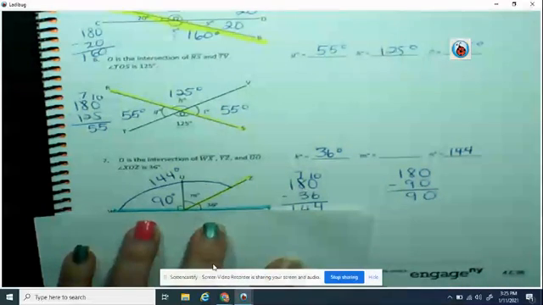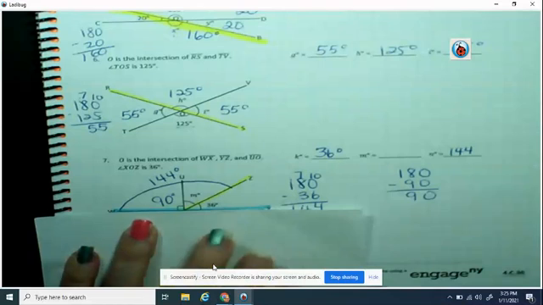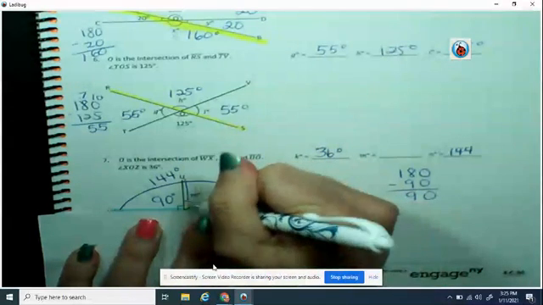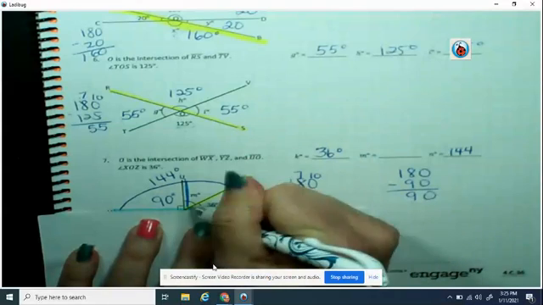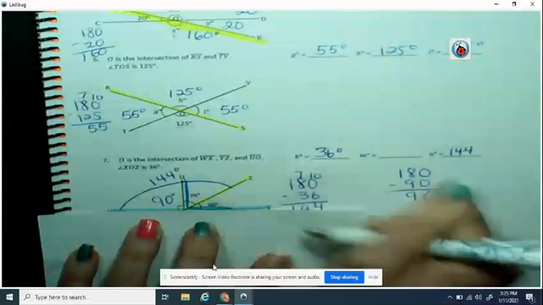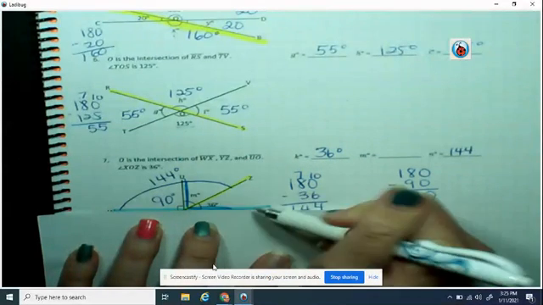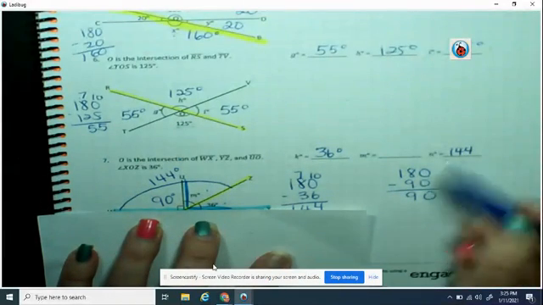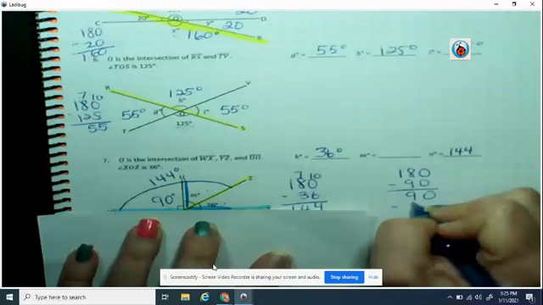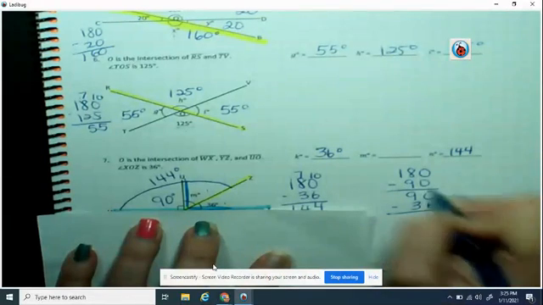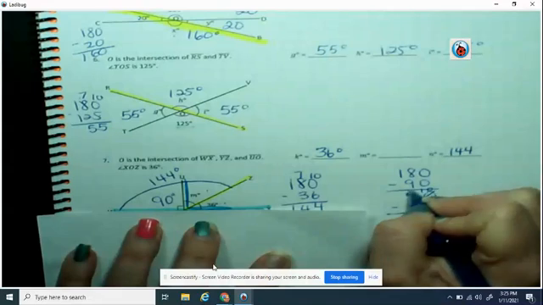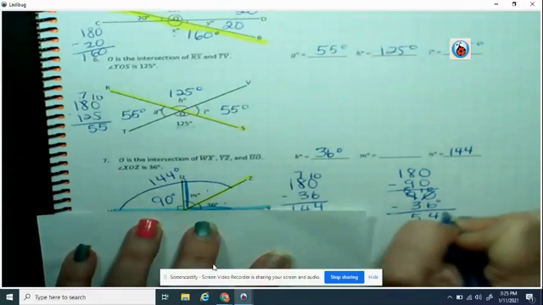Look, we also know, here, let me try a different color. We also know that this right here is a right angle, right? And if that's 36, then we can subtract 90 and figure out what that is. So that's what we're about to do. So 90 minus 36. 10 minus 6 is 4. 8 minus 3 is 5. So M right here, M is 54 degrees.